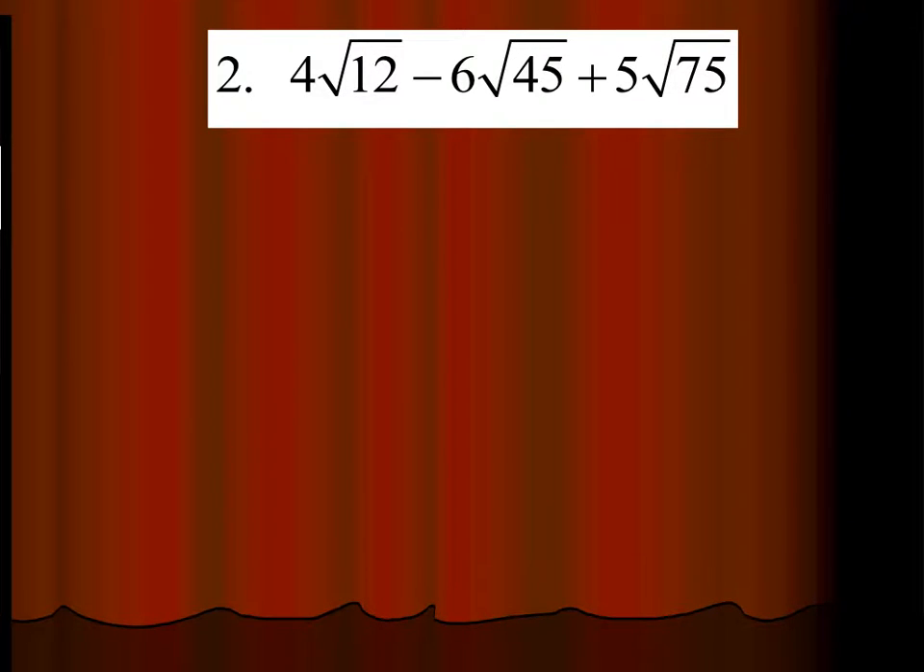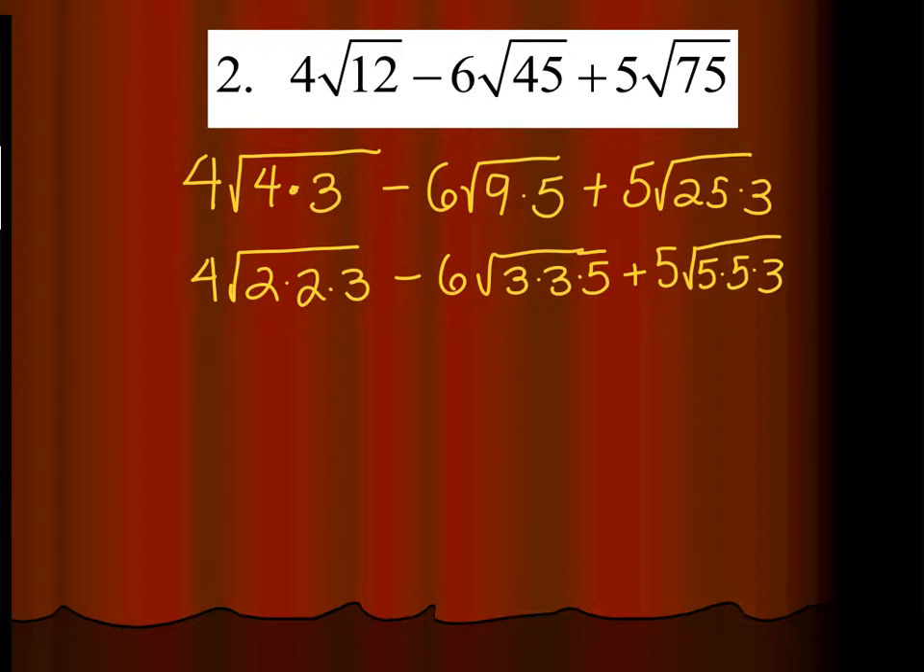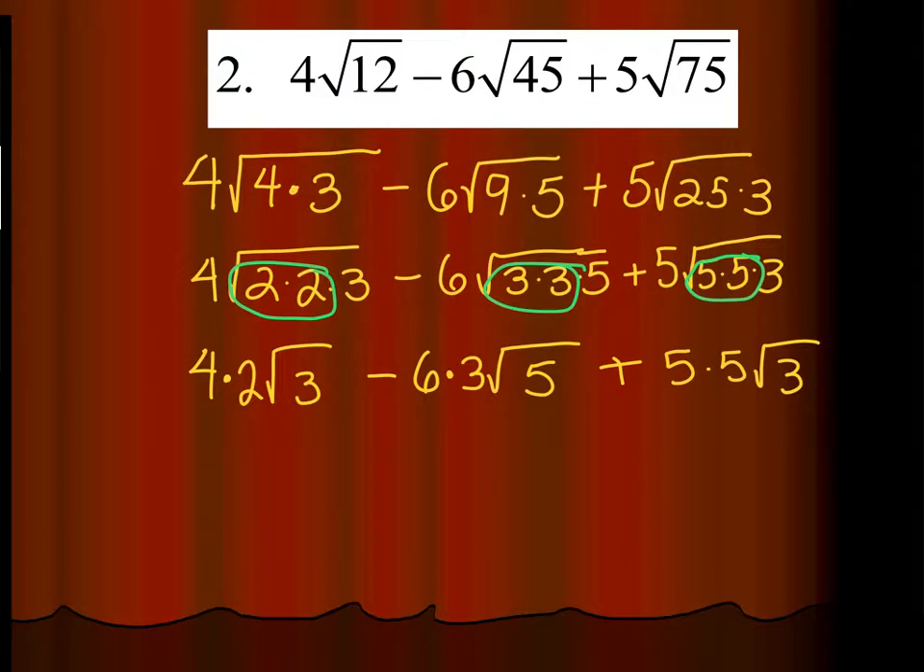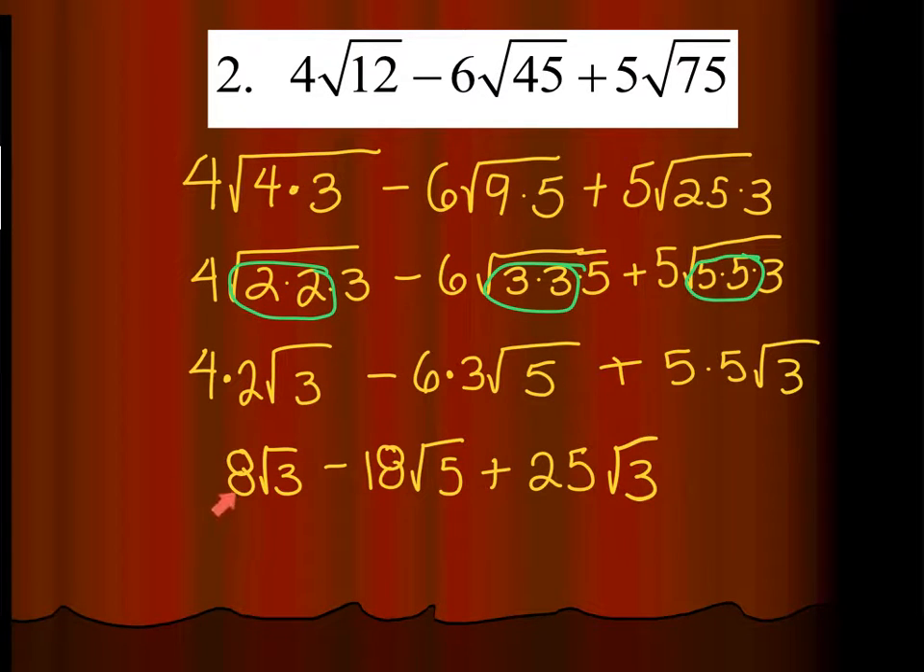Second problem. Let's start by breaking down the radicals. So we have our radicals broken down into prime factorization. Now we're going to look for pairs. We pull out our pairs, which get multiplied by the term that's already outside. So now we have 8 square roots of 3 minus 18 square roots of 5 plus 25 square roots of 3.